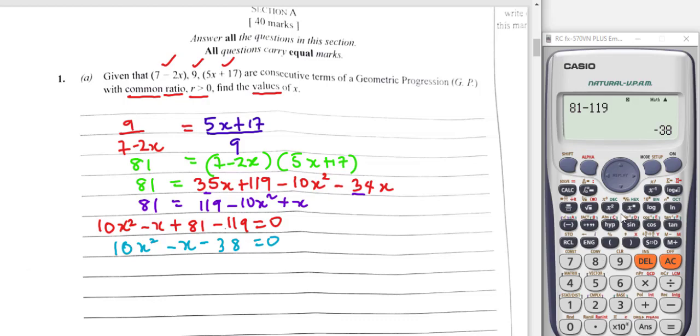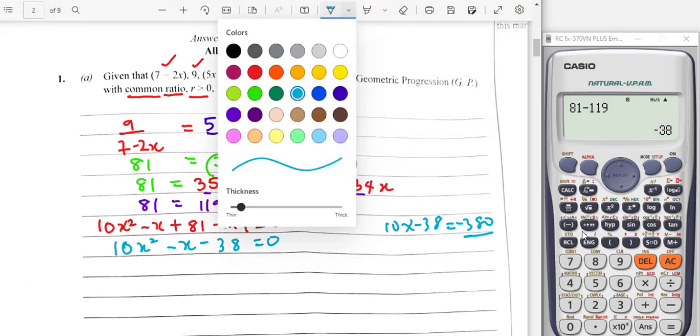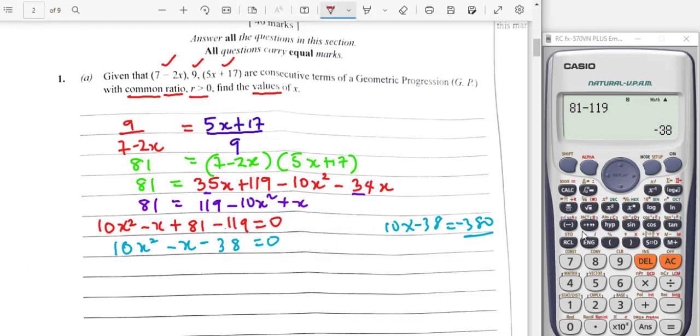To do this, I have to compare this to the general quadratic function, that is ax squared plus bx plus c equals 0. So what I have to do is to multiply the a, that is the 10, the coefficient of x squared, by negative 38, and I'm going to get negative 380. So I have to find factors of negative 380, which when I add, I get negative x. Is that not going to be difficult? Oh, I think that is going to be difficult here to get negative 1.